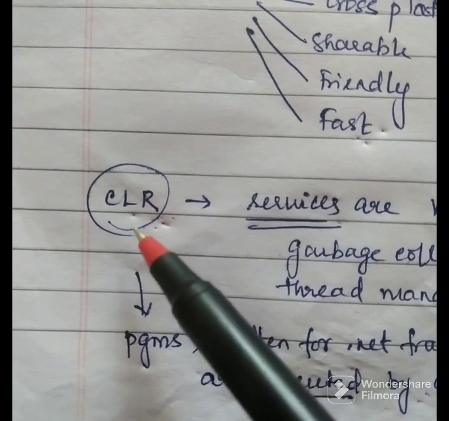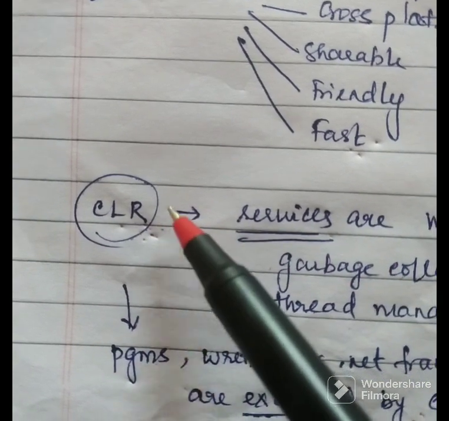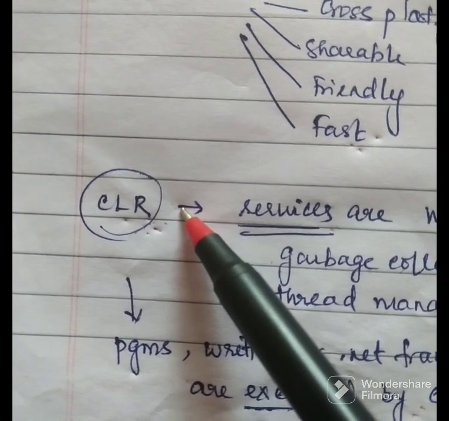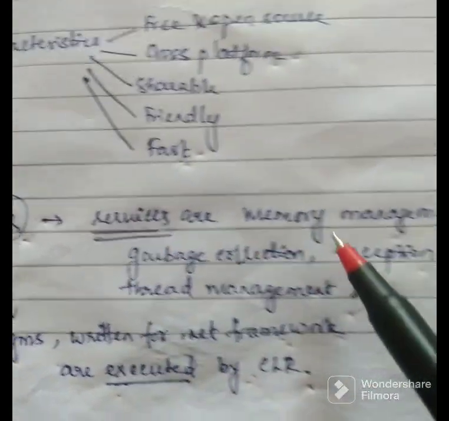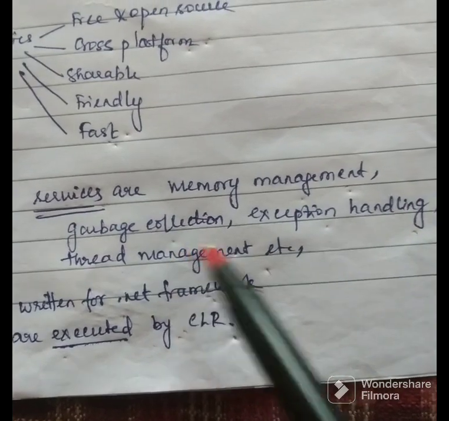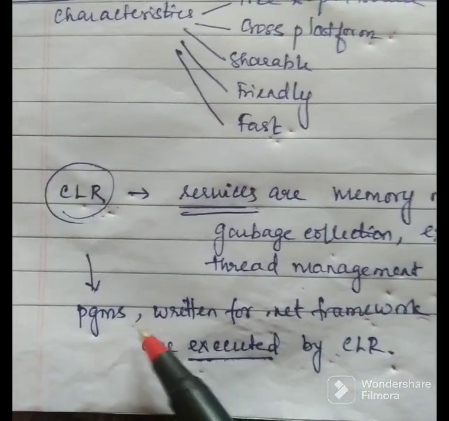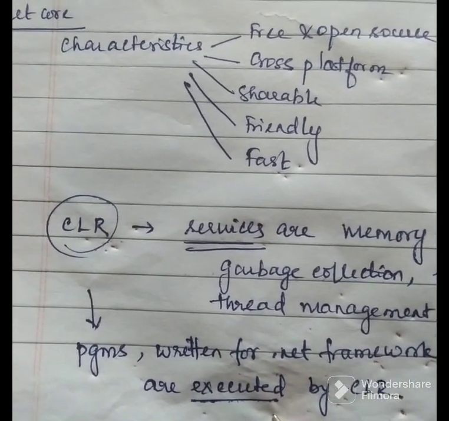Now let's see CLR, Common Language Runtime. It is an essential component of the .NET framework. It secures the execution environment for the application. Some services are memory management, garbage collection, exception handling, thread management, etc. Programs written for the .NET framework are executed by this Common Language Runtime.